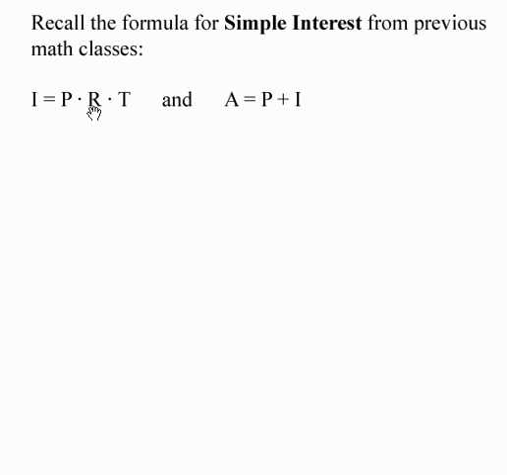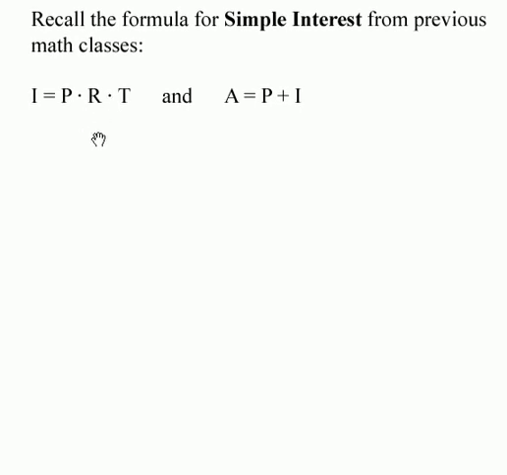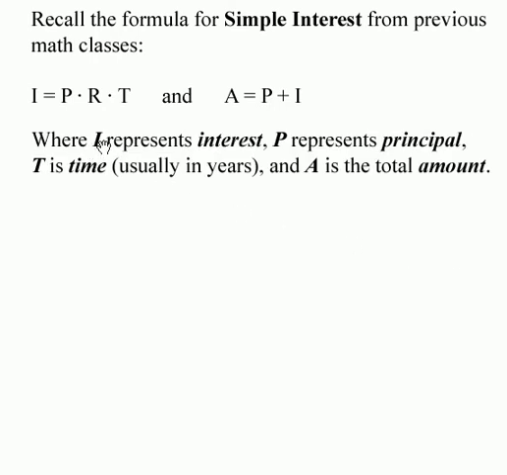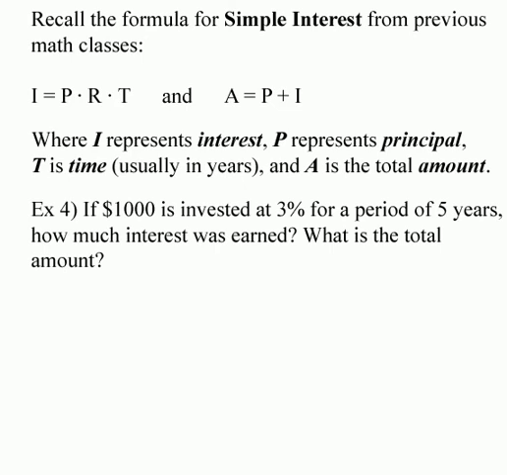Okay, so I is the interest, P is the principal, T is the time, usually in years, and then A in this formula is the final amount. So we're going to do a reminder example from our elementary school or previous math class days, just so we can segue into our new formula for today. So $1,000 is invested at 3% for 5 years. How much interest was earned? What's the total amount of money that you have? So 2 questions we need to answer.